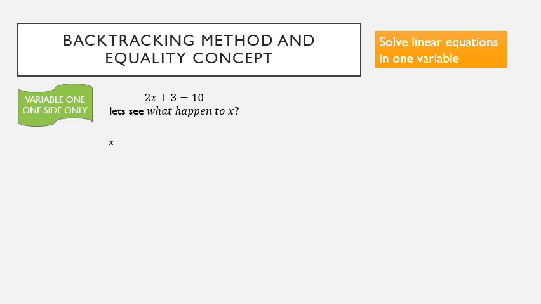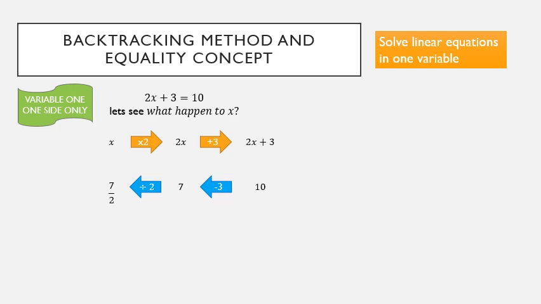So x, mula-mula dia darab dengan 2, barulah dia jadi 2x. Next, kita tengok 2x tu kena tambah 3, barulah kita dapat expression 2x tambah 3. So, nilai expression tu adalah 10. Okay, so bila nak cari jawapan, kita akan reverse. Sebab dia backtrack kan. So, kalau tambah dia jadi tolak, darab jadi bahagi dan sebaliknya.